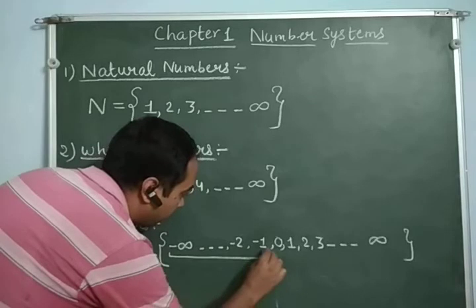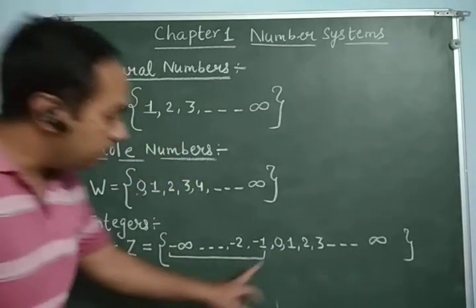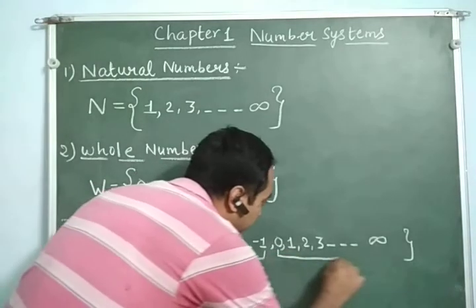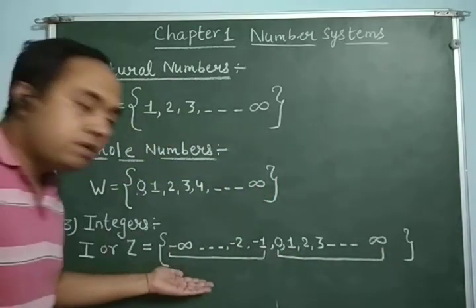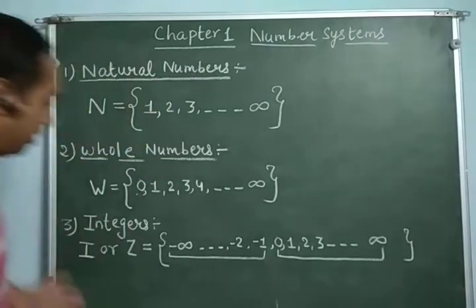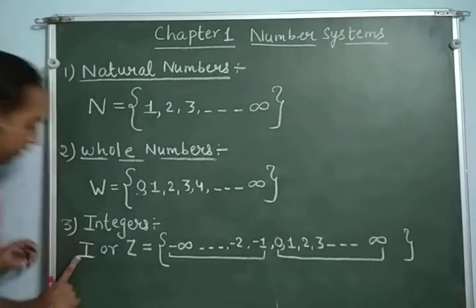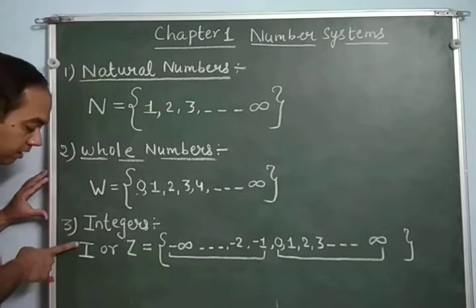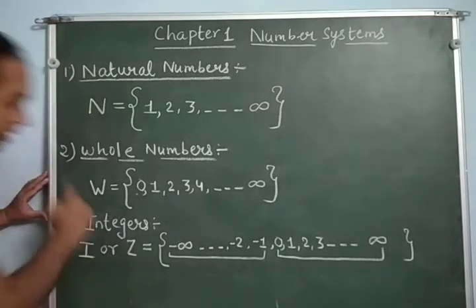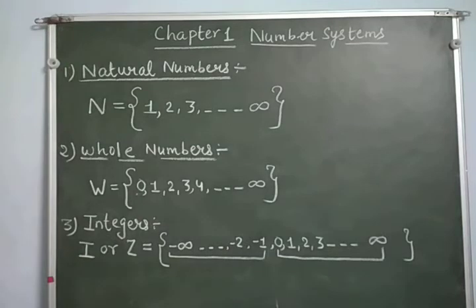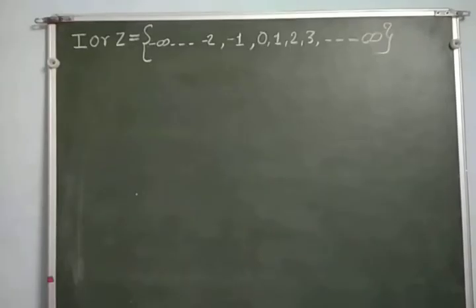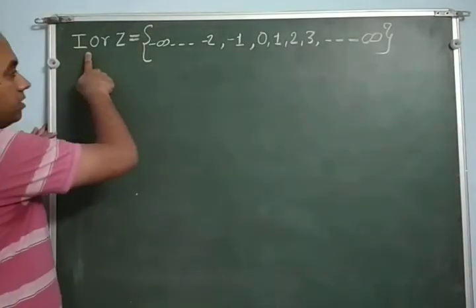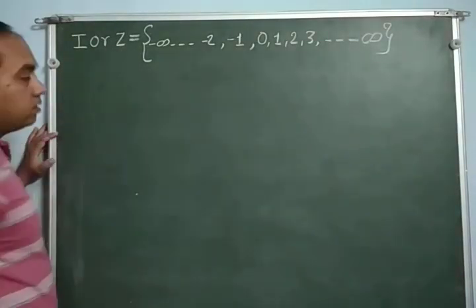of negative natural numbers. If negative natural numbers are added to the collection of whole numbers, then the new collection obtained will be called integers. We represent integers by capital I or capital Z. So right now we have discussed the definition of integers.